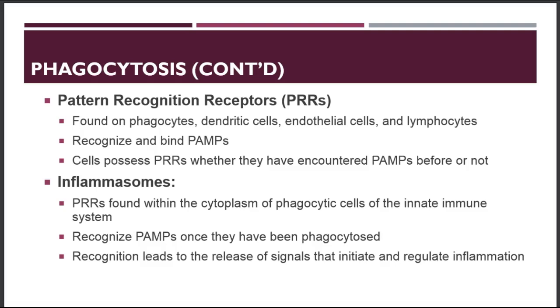Our phagocytes, as we've discussed in section 1, possess these PRRs, or pattern recognition receptors. They're going to recognize and bind to those PAMPs on our microorganisms. And the unique thing about these phagocytes is that they always possess these PRRs, these receptors. Whether or not they have seen a pathogen before that expresses these PAMPs, they always possess these receptors.